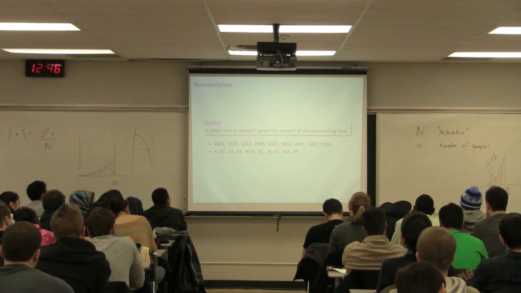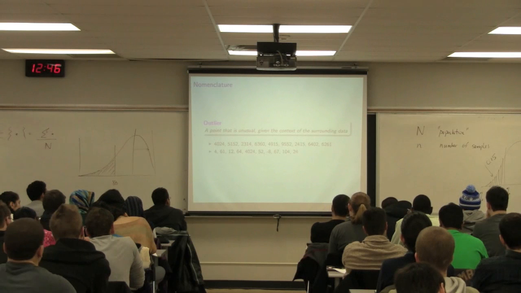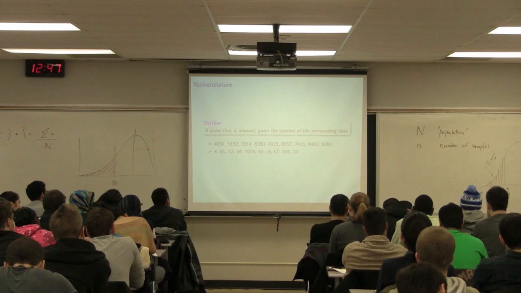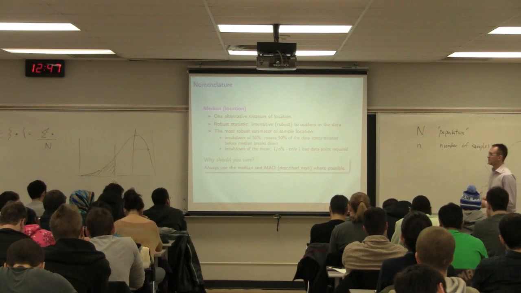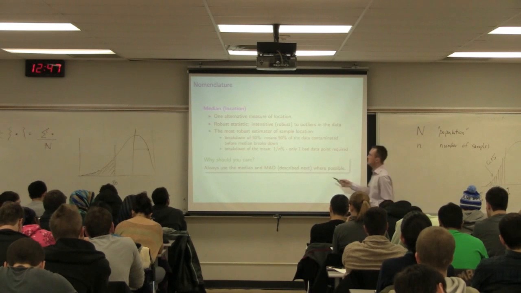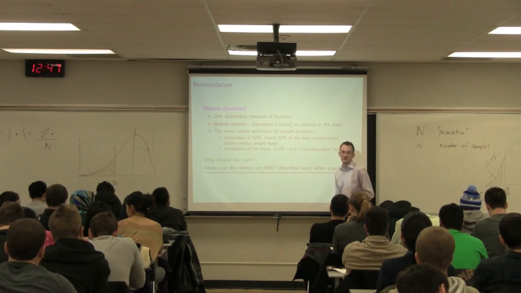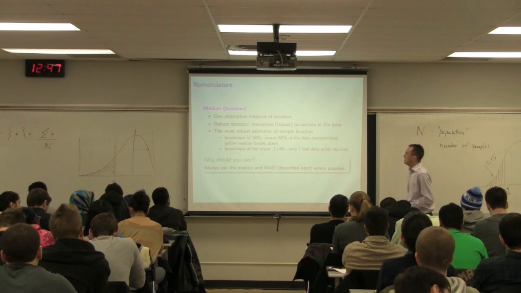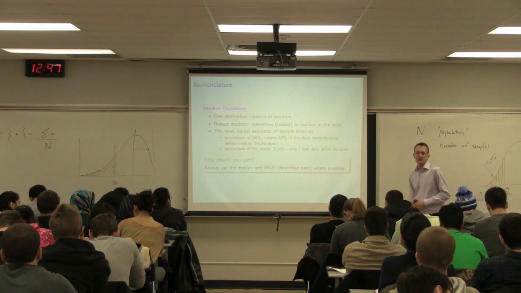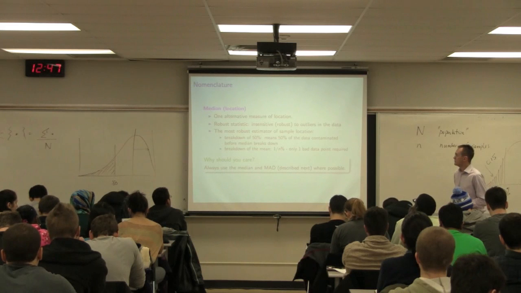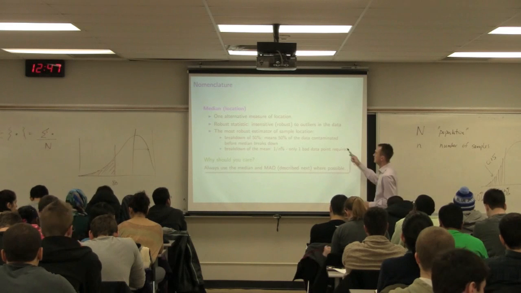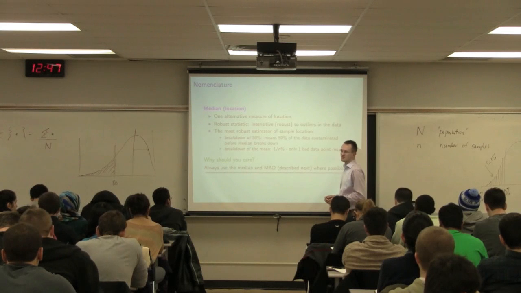So given that fairly vague definition for an outlier, let's introduce the concept of a median. A median is a more desirable measure of location, and desirable for the main reason that it's what I would call robust. It's a robust statistic, so it's insensitive to outliers.